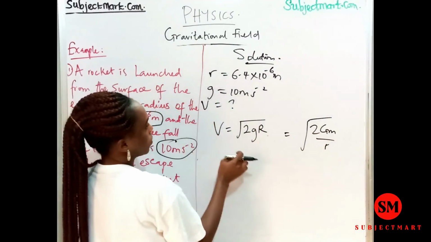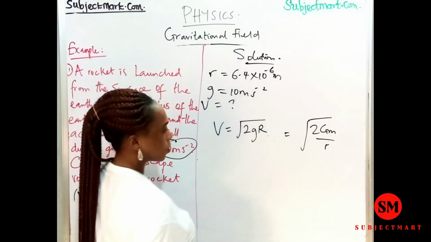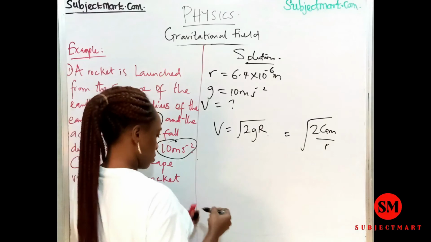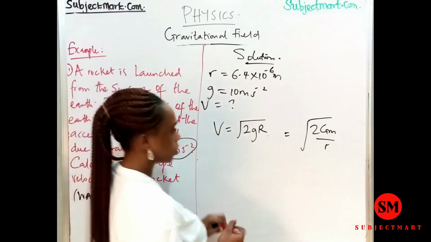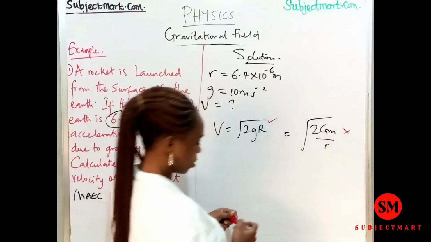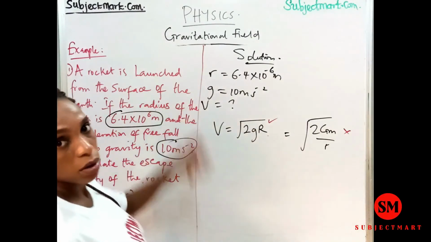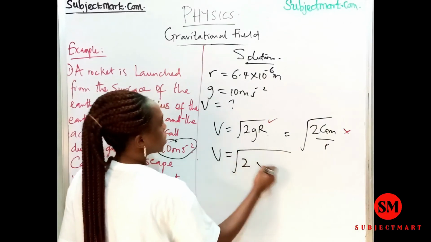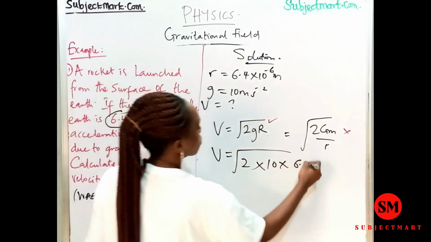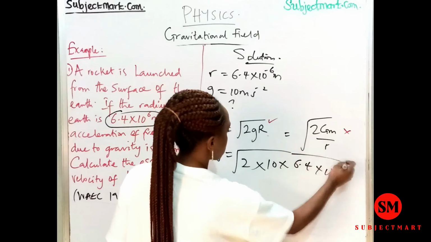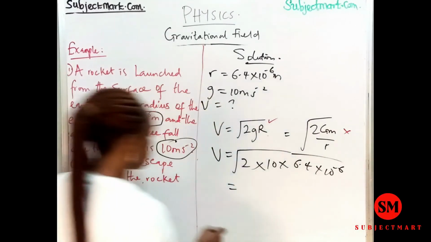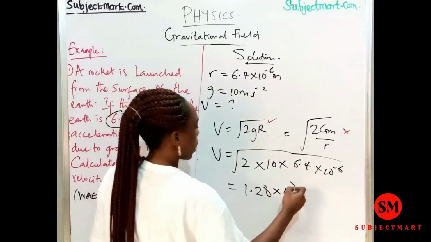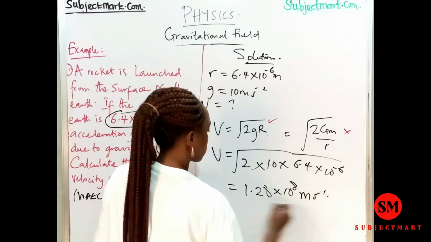We don't have n, so we can't use this. 2gr, we have gr, so we can use this. So that means we are using this, we are not using this, based on our parameters. So v is equal to the square root of 2 times 10 times 6.4 times 10 to the power minus 6, which will give me 1.28 times 10 to the power 8 meters per second.